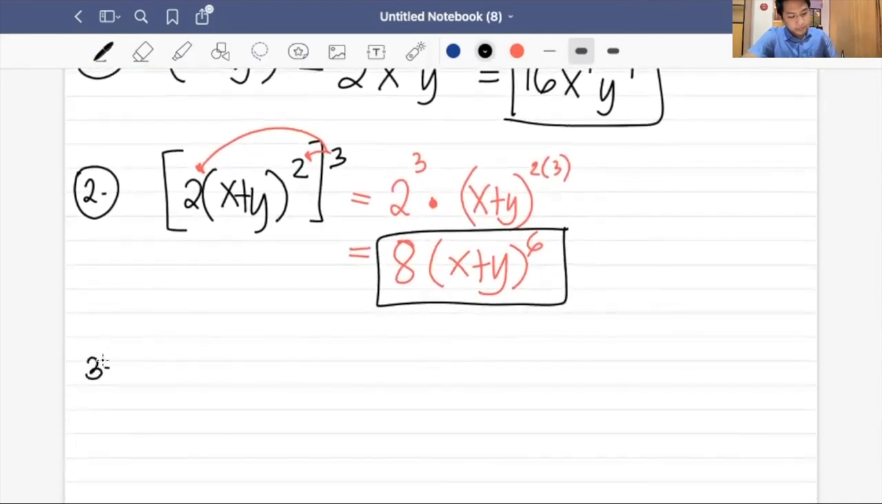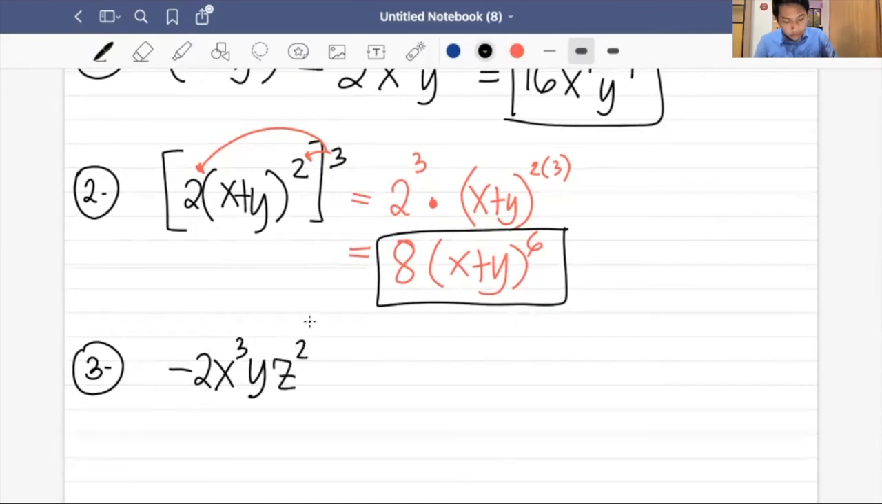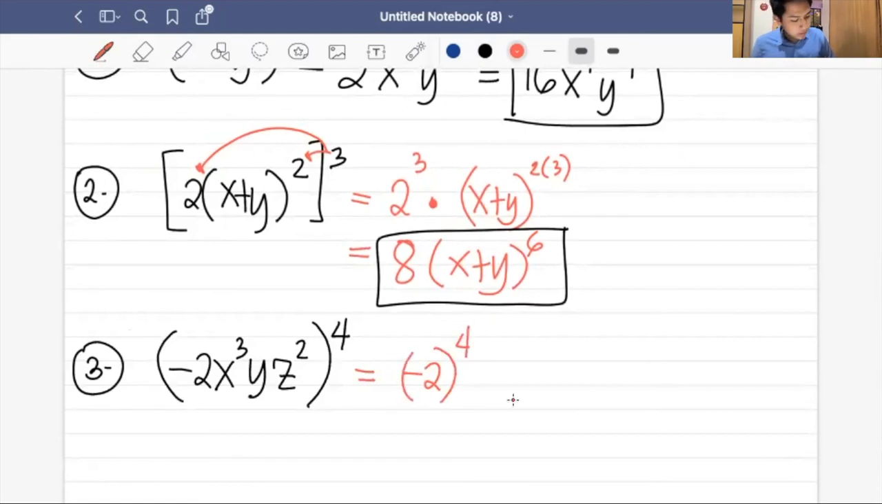Last example, number 3. What if we have negative 2x cubed yz squared, and then all of them are being raised to 4? Again, the quantity of negative 2x cubed yz squared to the 4th. Go. So we have negative 2, enclose that, raised to 4. And then we have x, 3 times 4. We have y, the first power, right? Times 4. And we have z, 2, raised to 2 times 4.